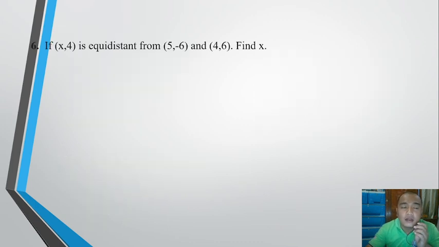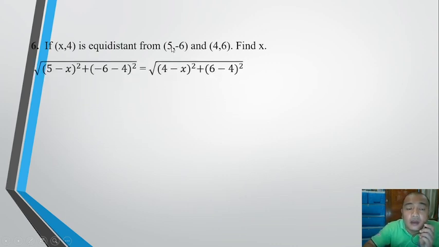Okay? Number 6. If x, 4 is equidistant from 5, negative 6 and 4, 6, find x. So, this is easy. It's just the same as number 4. Pythagorean theorem, just equate. The length between this point and x, 4 is equal to the length between 4, 6 and x, 4. We have 5 minus x quantity squared plus negative 6 minus 4 quantity squared. And 4 minus x quantity squared plus 6 minus 4 quantity squared.